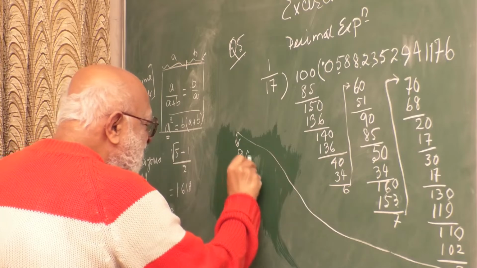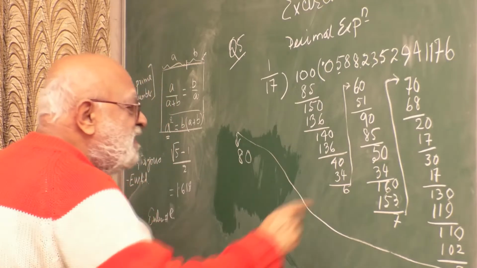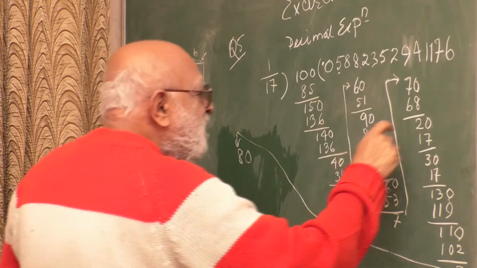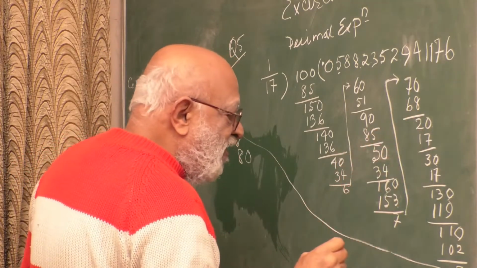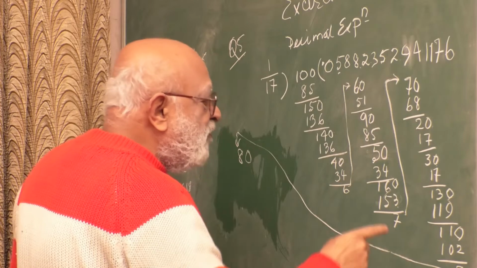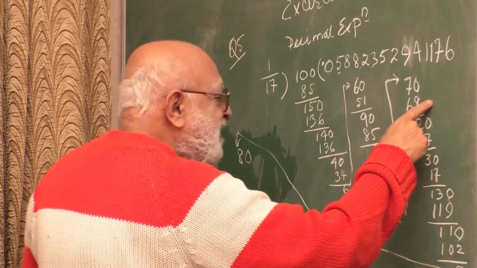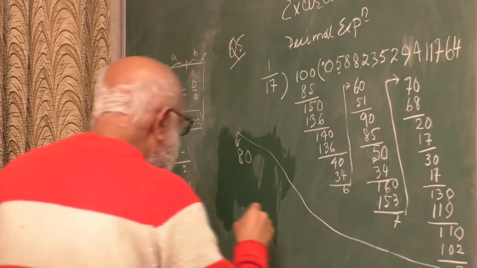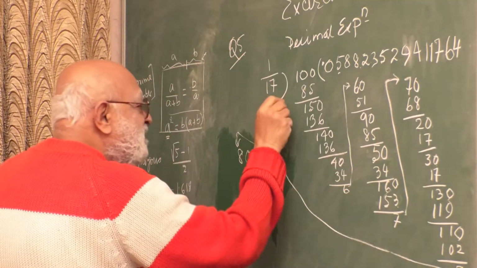So this is 80. So what will be, that was 85 for 5. So I think 4 was what? 4 was 68. I think again another 4 will go here. So this would be 68.